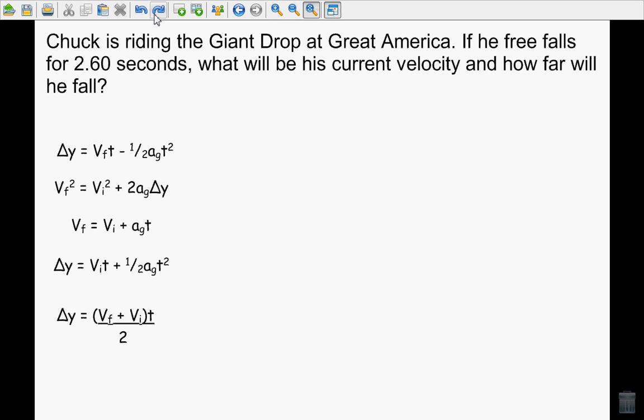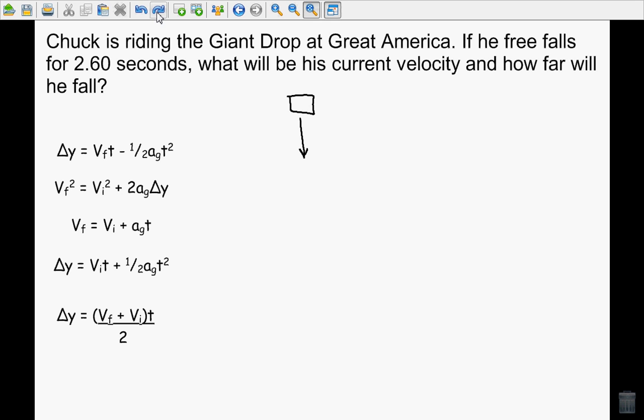Alright, so Chuck is riding the giant drop at Great America. If he free falls for 2.60 seconds, what will be his current velocity and how far will he fall? Now this is a vertical motion problem, so that's why I'm going to be using these versions of those equations to represent all of the variables that are occurring vertically. So I'm going to first draw a picture of what's going on, and I'm just going to use a box to represent this because I don't really care what the giant drop ride looks like or what Chuck looks like. I just need to know that it's an object, and a box is a pretty easy way of drawing that.